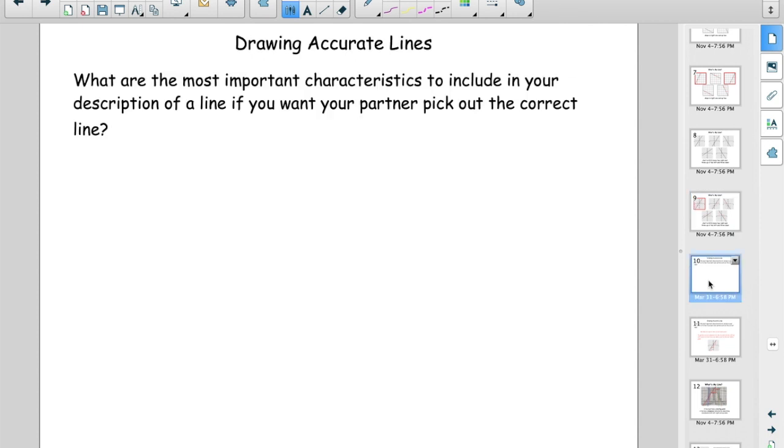If you want someone to draw an accurate line, what are the most important characteristics for you to include in your description, if you want your partner to either draw, as you would have done in class, or here, where I just had you pick out the correct line? What is it you feel you need to include? And again, it's a time to ponder and pause.